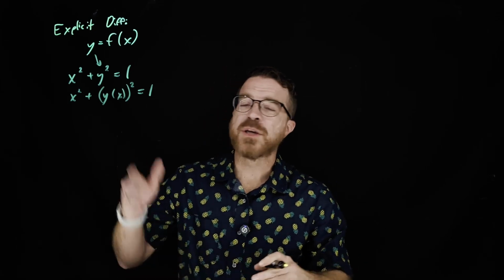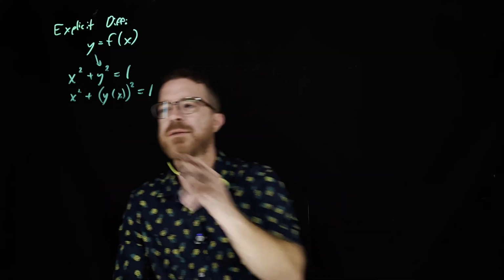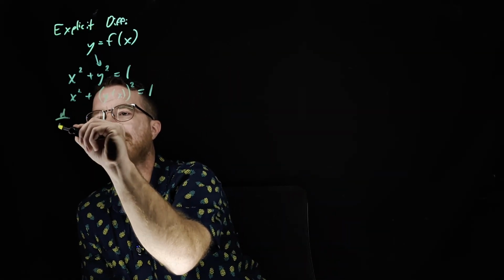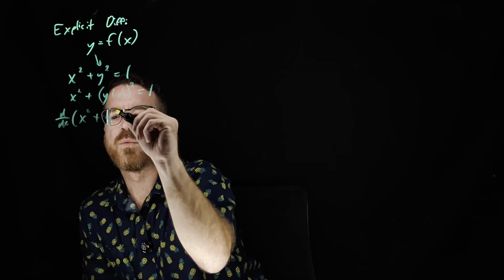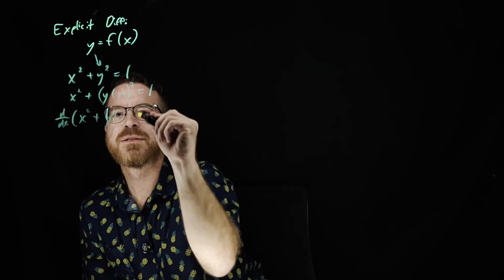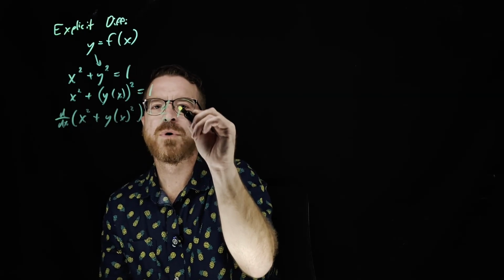So next thing we're going to do is take the derivative of both sides of our equation with respect to x. So we're going to take d/dx of the left side: d/dx of x squared plus y of x squared plus d/dx of 1.